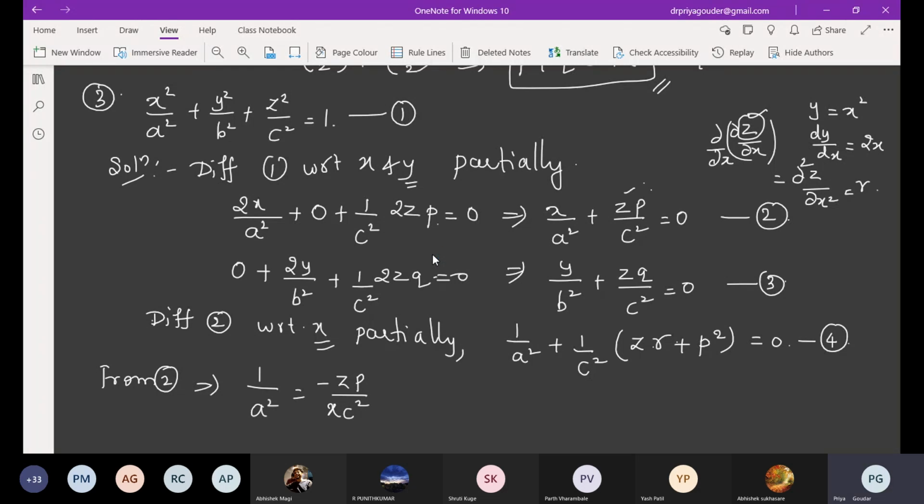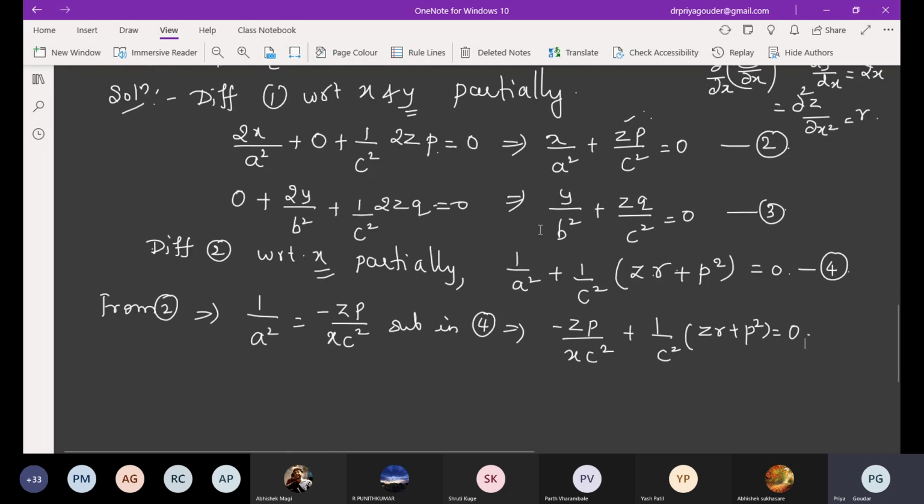So from equation 2, we are getting 1 by a square. Substitute in equation 4. Instead of 1 by a square, I'll write minus zp upon x c square. Now I'll not disturb the second term, I'll write it as it is. Ultimately, I want the equation. There are many ways, but this is the easy way. So what you do now, I want to get rid of c square. If I multiply by c square, it will be cancelled. Am I correct?